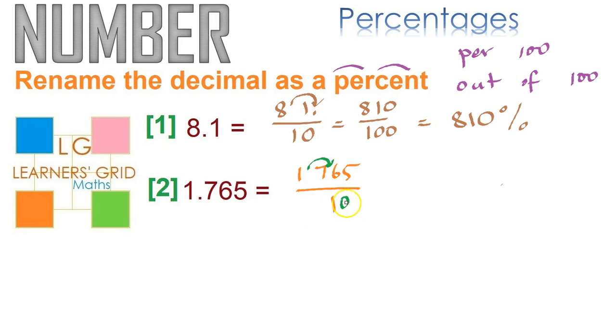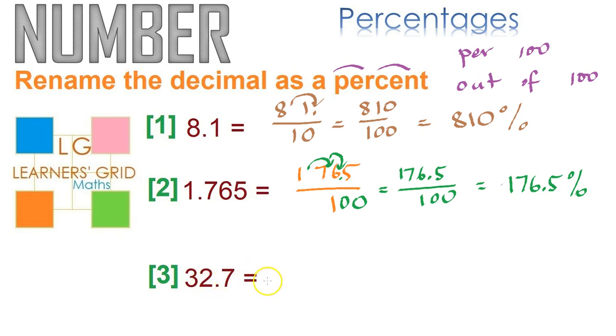I have the denominator of 10, so that's getting closer to what I need. I need 100, so a 0, which means I must jump one more space to here. So the decimal point is now here. So let me just rewrite that. So 176.5 over 100. It's out of 100, so the percent is 176.5%.